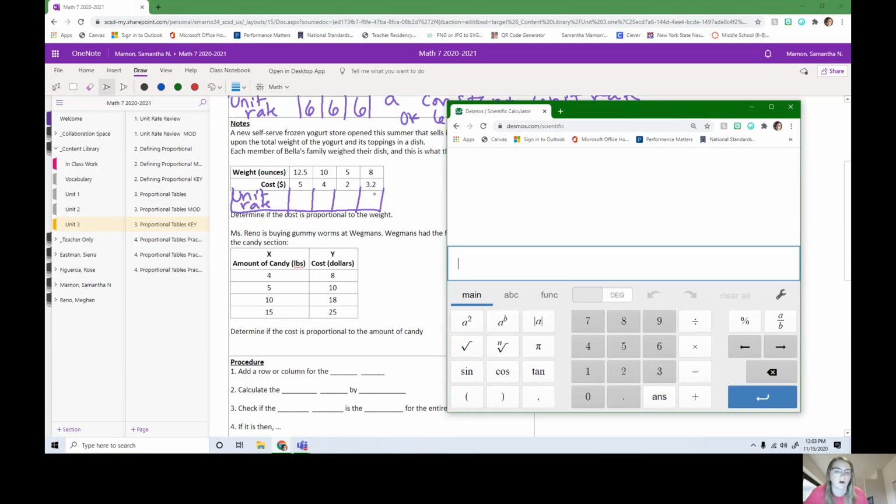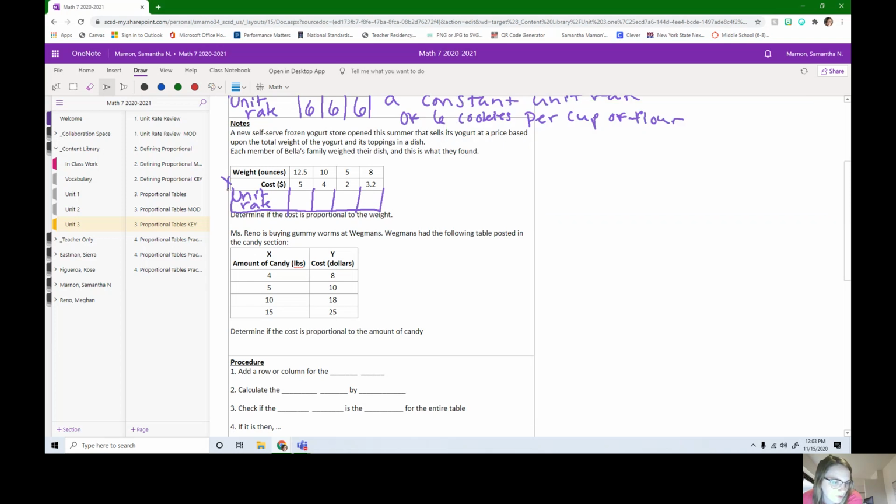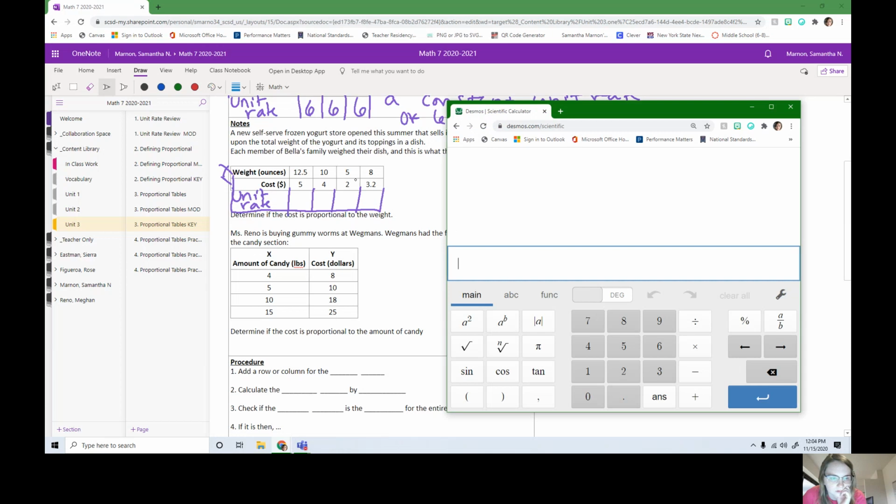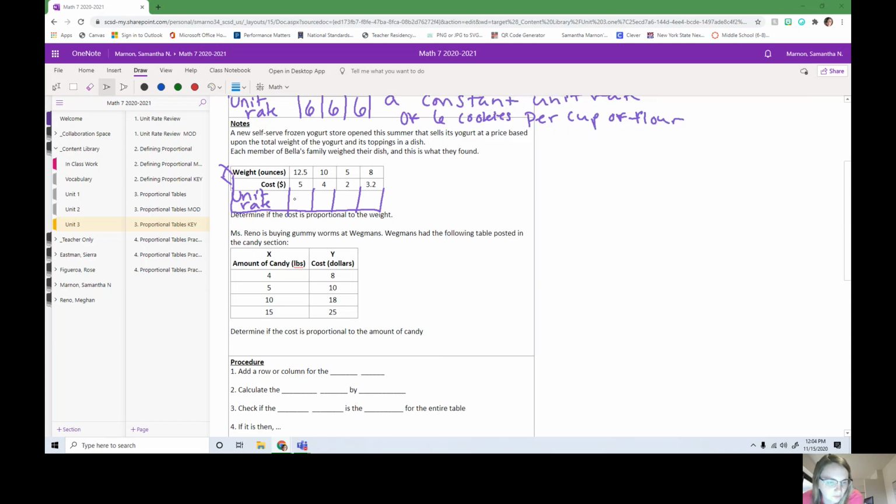So we're going to do the unit rate. So we're going to do y divided by x. So I'm thinking we want cost per ounce. So if I want cost per ounce, this is going to be my y. And this is going to be my x. So we're going to do y divided by x. So we're going to do $5 divided by 12.5 ounces. So this one we got $0.40 per ounce, so 40 cents per ounce.